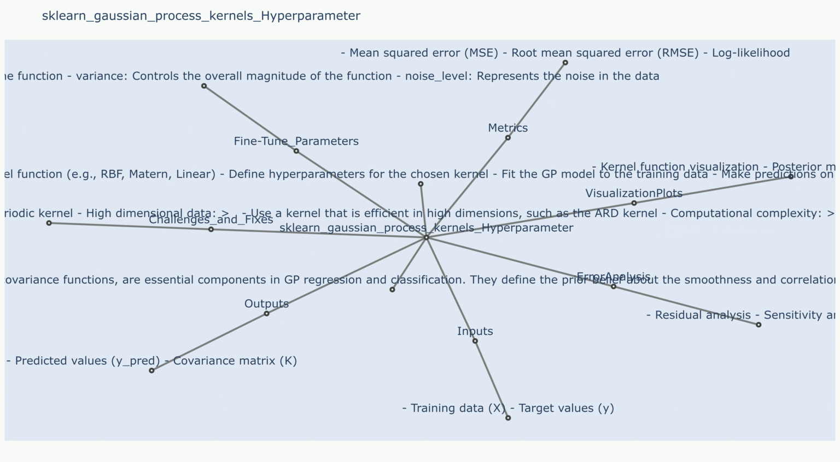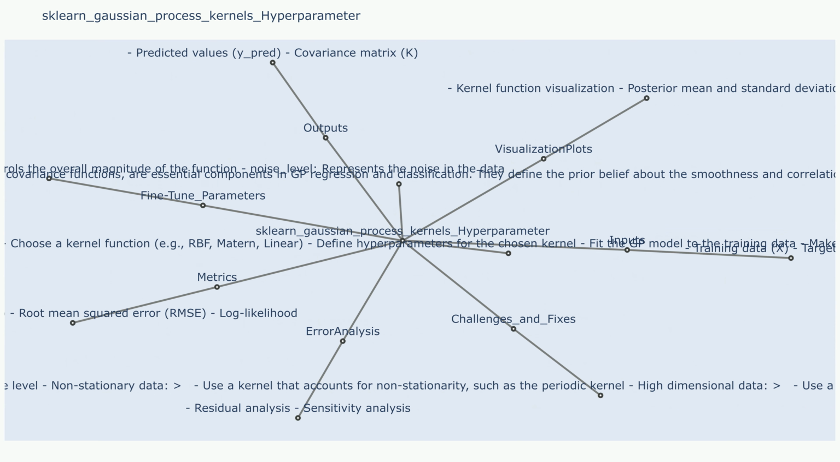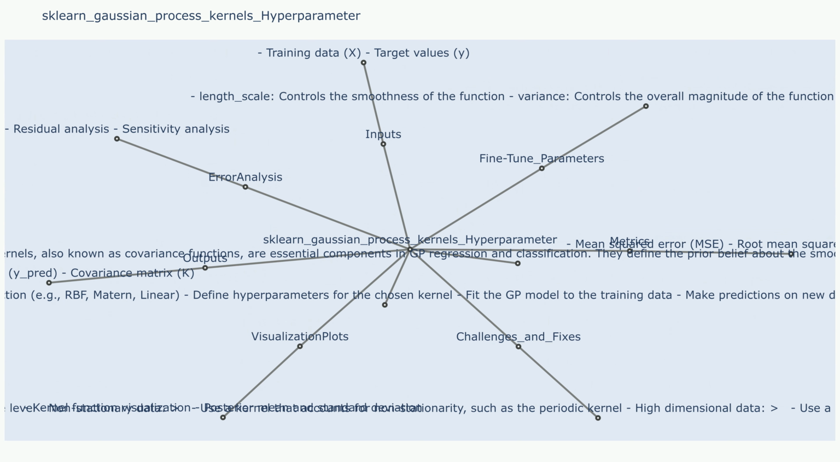Fixes to Challenge 1: use cross-validation to evaluate the performance of the model on unseen data. Regularize the model by adding a small amount of noise to the diagonal of the covariance matrix. Use a different kernel function, such as the RBF kernel, which is less prone to overfitting.